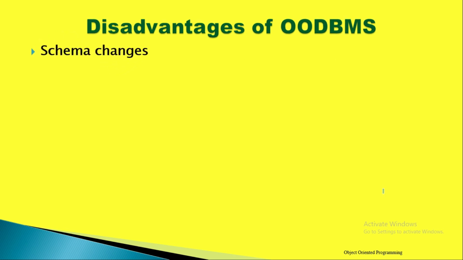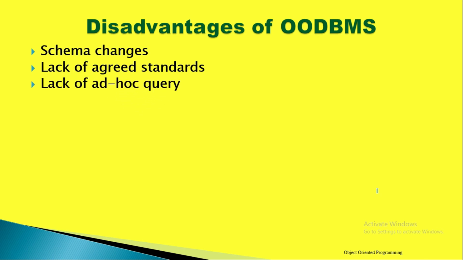Disadvantages: schema changes. In case there is some change accommodated in the schema, it cannot be done. Lack of agreed standards. There is no one agreed standard upon which it actually works. Lack of ad hoc query. Any query if comes up in between the usage of a system, it cannot be done. Lack of universal data model. There is no one universal data model which can be adopted by the different object oriented programming languages while developing the systems.